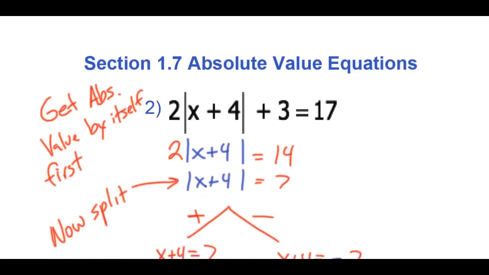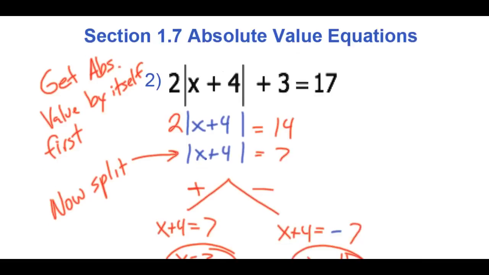So let's take a look at an example where you have to do some work before you do the positive and the negative. Now notice, here we have 2 times the absolute value, plus 3 equals 17. Before we can do the positive negative split, we have to isolate the absolute value. So the first thing we have to do is move the 3. So we subtract it over and get 14. And then we divide by 2, because 2 times a quantity, the unknown, the variable inside the absolute value, equals 14. So get rid of the 2, undo multiplication, and you divide. So now we have the absolute value of x plus 4, and the absolute value is isolated.